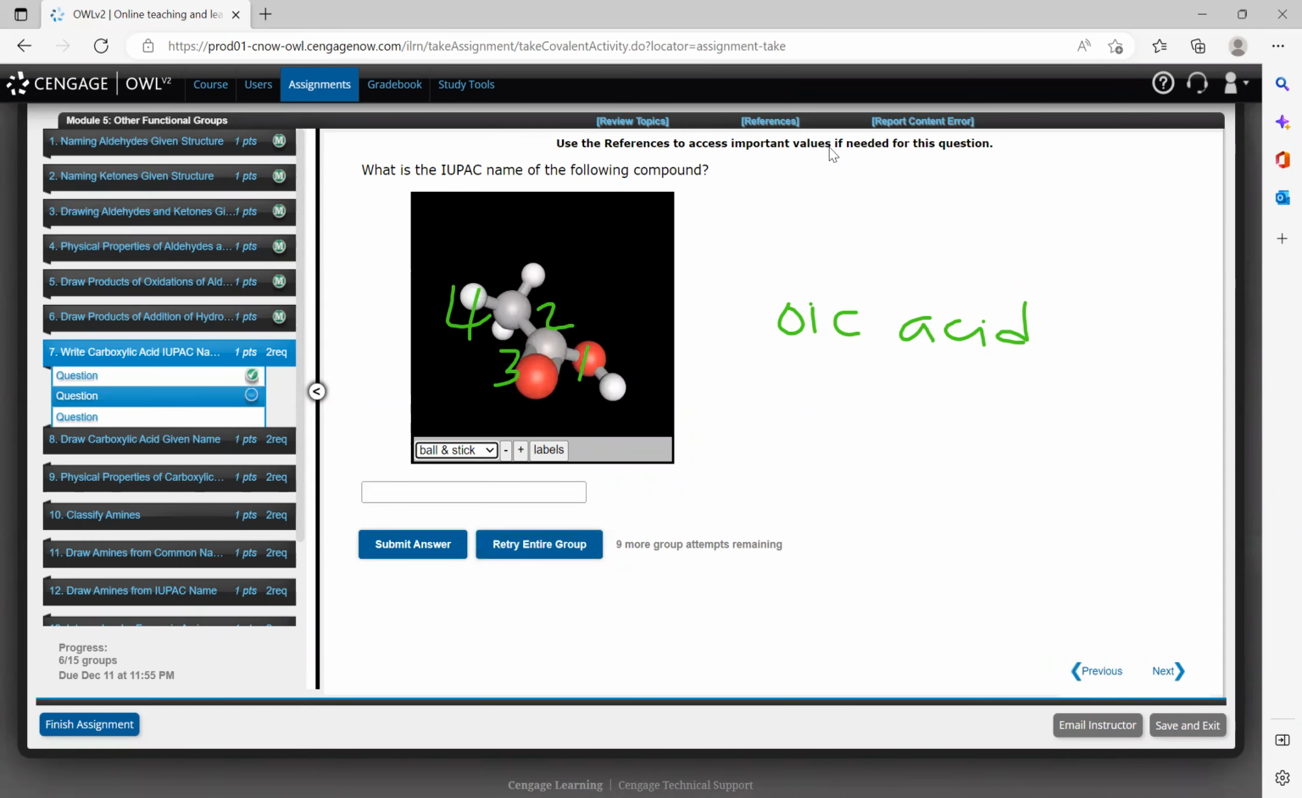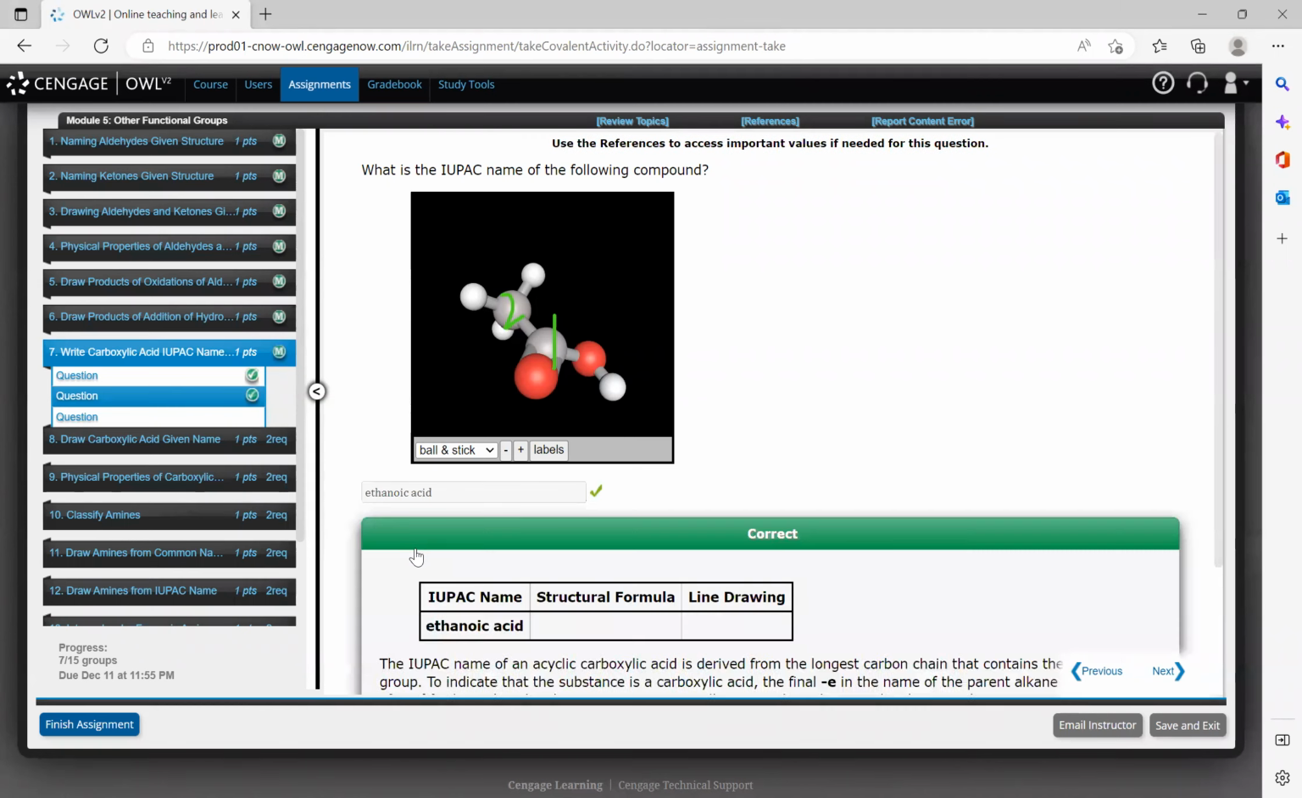All right, let's do the next one. So we have 1, 2. So again, ethane normally, but this is going to be ethanoic acid.